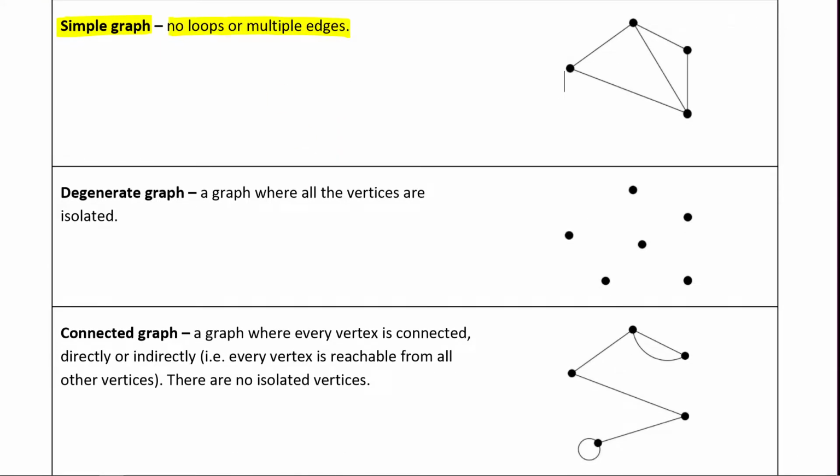Next one, we have something known as a degenerate graph. So a graph where all the vertices are isolated. So a degenerate graph, we have no edges.